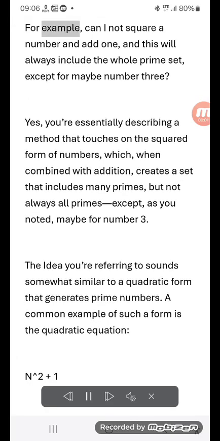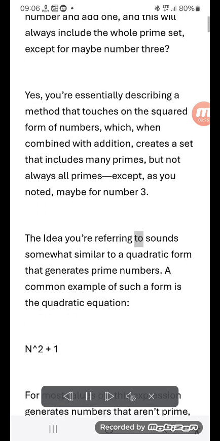For example, can I not square a number and add 1, and this will always include the whole prime set, except for maybe number 3? Yes, you're essentially describing a method that touches on the squared form of numbers, which, when combined with addition, creates a set that includes many primes, but not always all primes except, as you noted, maybe for number 3.